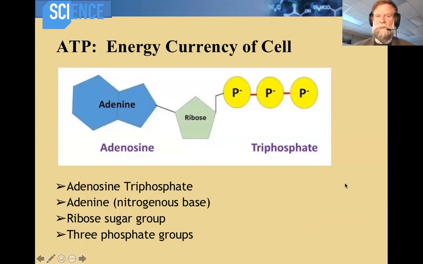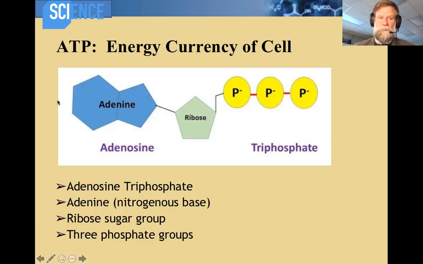Okay, so there's that energy currency of the cell, ATP, adenosine triphosphate, adenosine being what we call that nitrogenous base plus that ribose sugar. You should notice nitrogenous base making up nucleotides, a nucleotide being the monomer for nucleic acid, nitrogenous base plus a sugar plus a phosphate. That's your typical nucleotide.